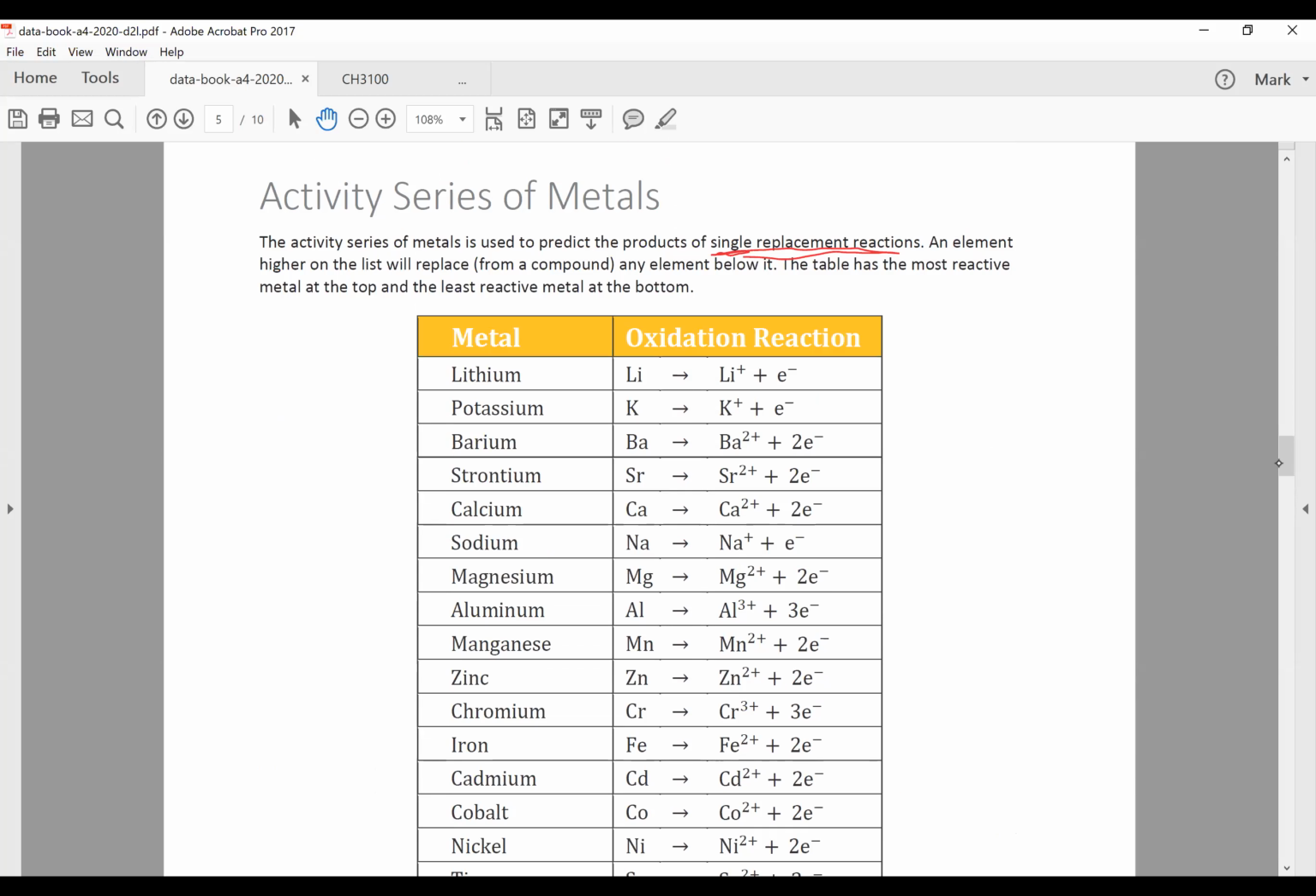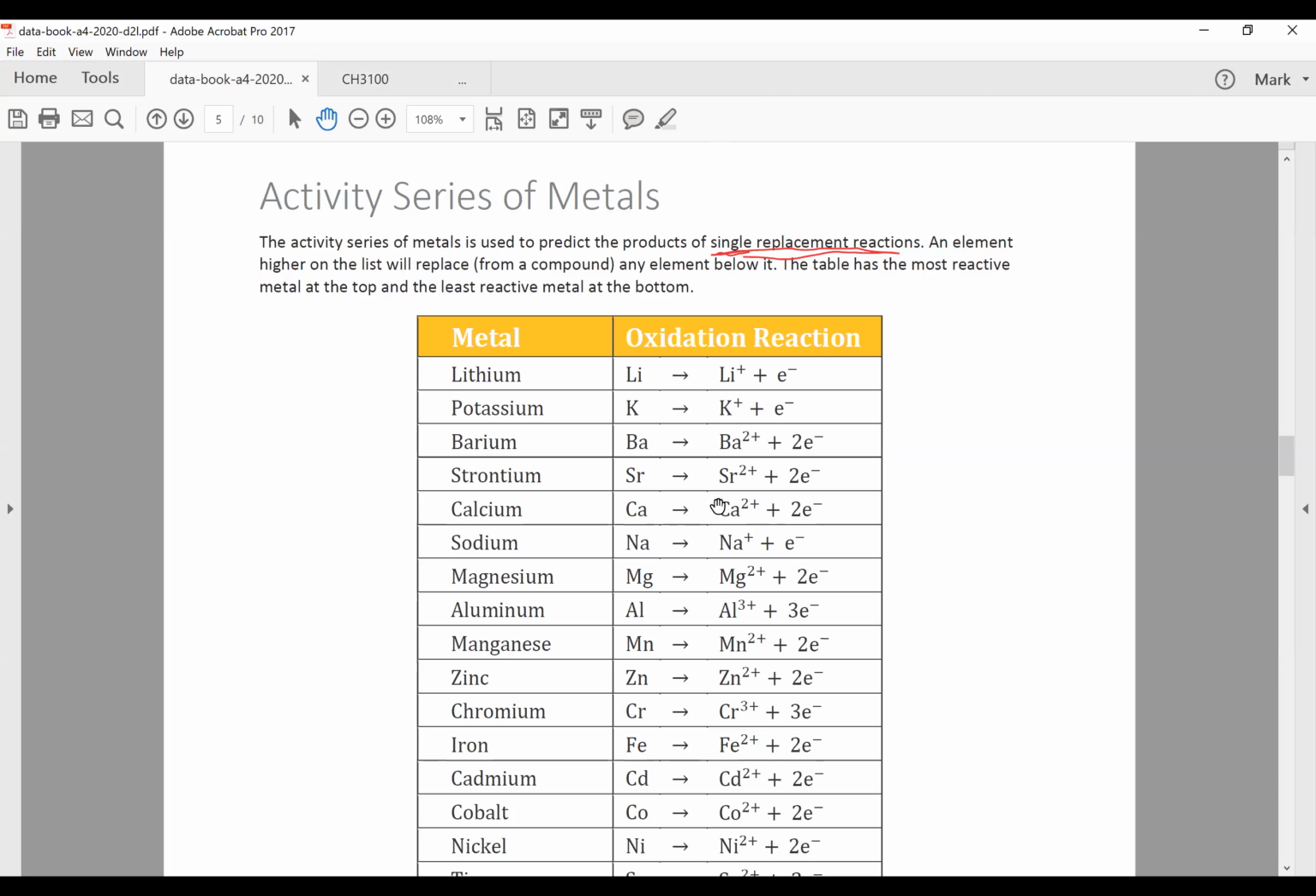Okay, so what does it say next? An element higher on the list will replace from a compound an element below it. So it even tells you how to use this list. The only way this reaction will happen is if your element is higher on the list. The table has the most reactive metals on the top and the least at the bottom.